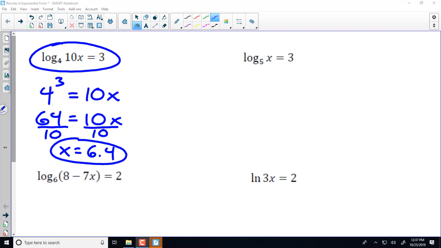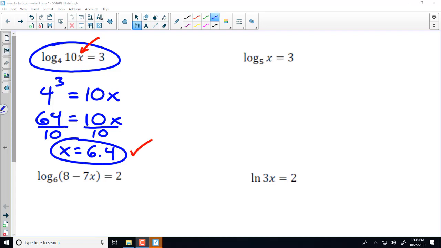When you get an answer like this, you do want to do a quick check to make sure that if you plug that back into the original equation, you only take the logarithms of positive numbers. So if we were to plug 6.4 back in here for this x, 10 times 6.4 is positive, so this one checks. So our answer is okay.